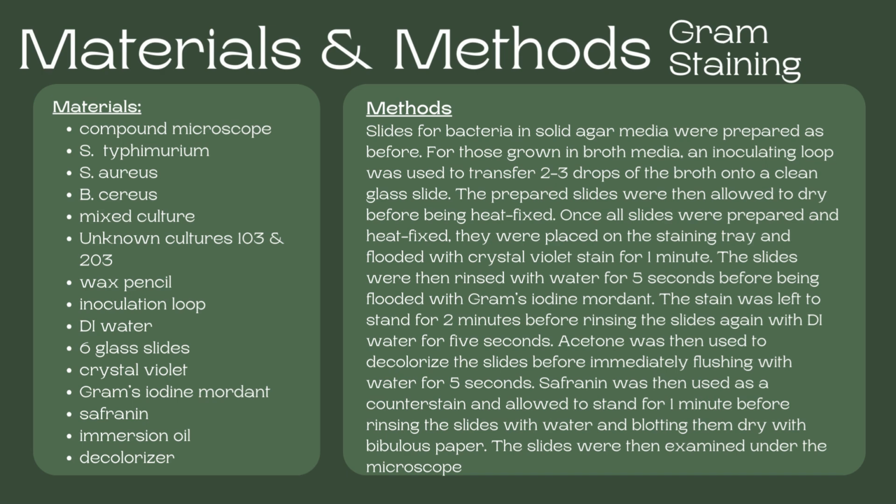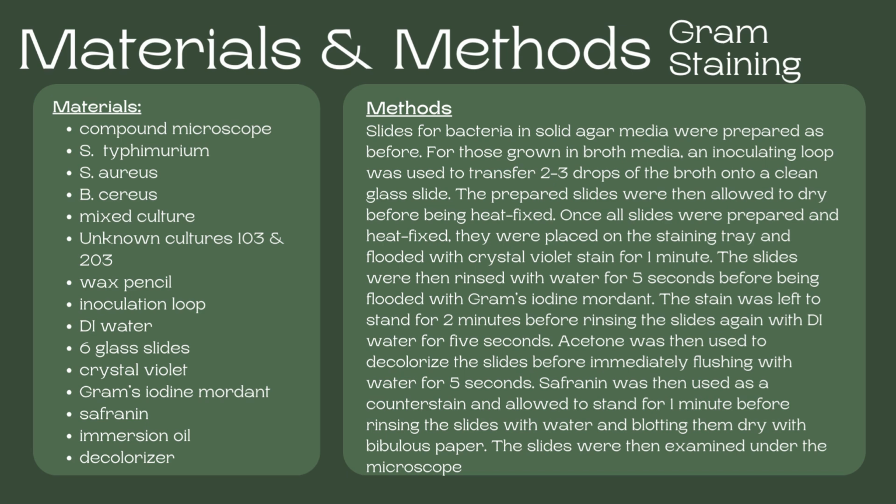The slides for the bacteria in solid agar media were prepared as before. For those grown in broth media, an inoculating loop was used to transfer 2 to 3 drops of the broth onto a clean glass slide. The prepared slides were then allowed to dry before heat fixing. Once all the slides were prepared and heat fixed, they were placed on the staining tray and flooded with crystal violet stain for 1 minute.